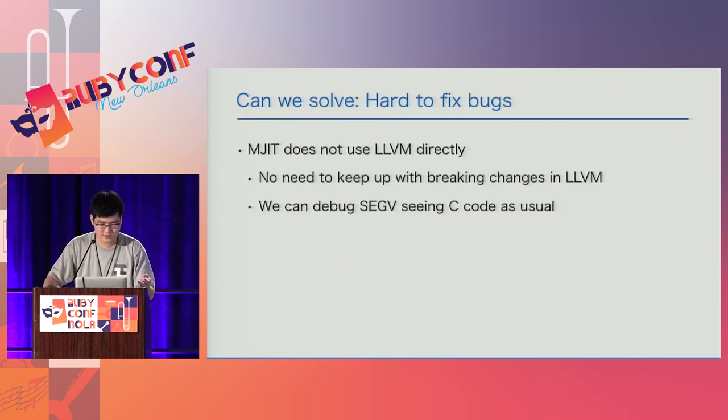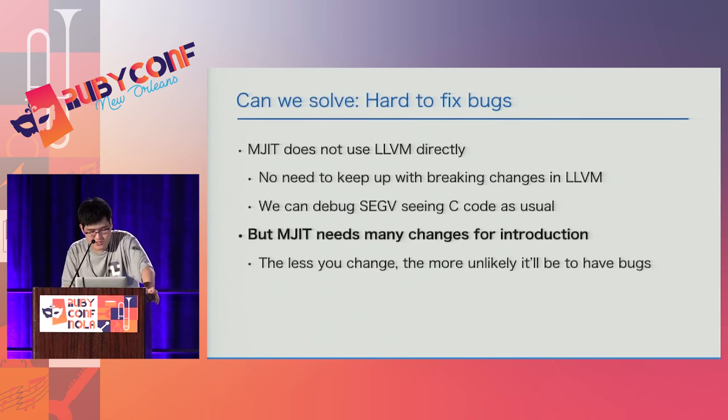And how to fix bugs is a very large problem. MJIT does not use LLVM directly. Probably it can be used by a cron, but it doesn't use it directly. So there is no need to keep up with breaking changes. And we can debug C code using GDB, so it's easier to debug in C code. Because the VM code is written in C, we can debug by only seeing C code.